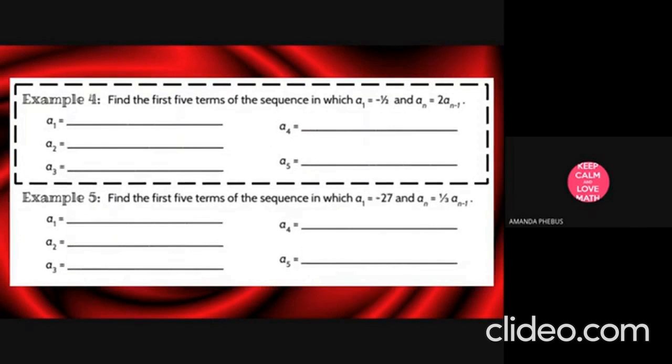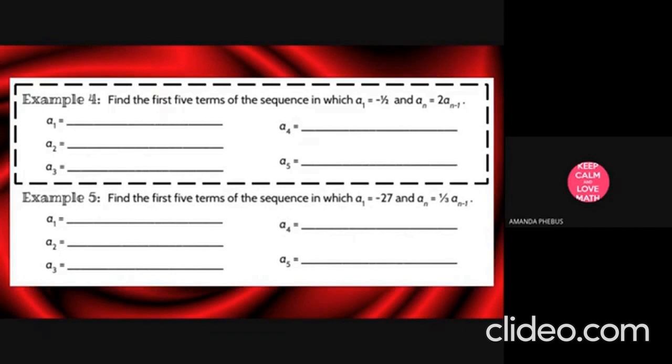All right, let's do another one. The first 5 terms in the sequence, which a sub 1 equals negative 1/2, and a sub n equals 2 times a sub n minus 1. So these two problems are probably a good time to go ahead and pause it and see if you can figure out what the 5 terms are for 4 and 5. And then unpause the video when you're ready, and then you can check and see if you're right.